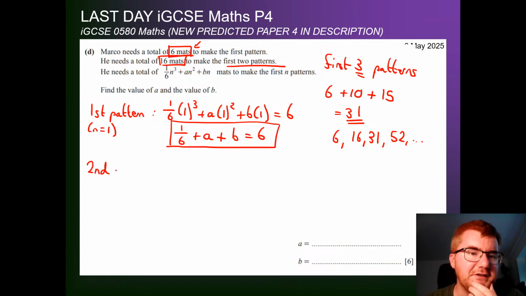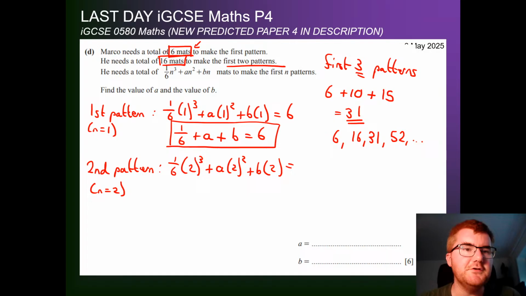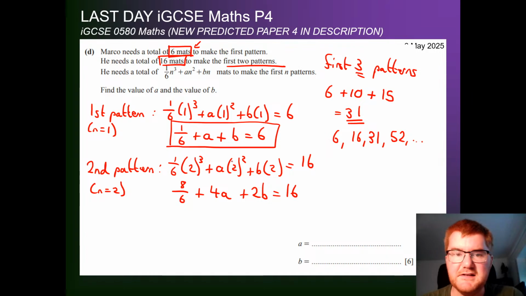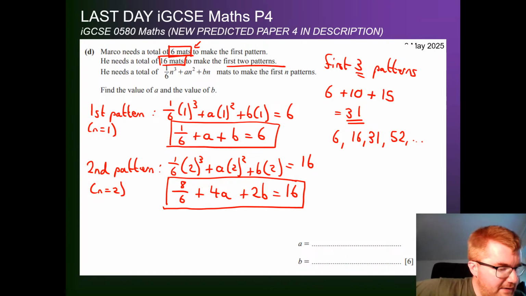For the second pattern, we're going to do exactly the same thing. So we have n is equal to 2. So we put 2 cubed plus a 2 squared plus b lots of 2. And that's going to equal our new total here, so the 16. So we can simplify this down, so we get 8 over 6 plus 4a plus 2b is equal to 16. So we've then generated our second equation here, 8 over 6 plus 4a plus 2b.